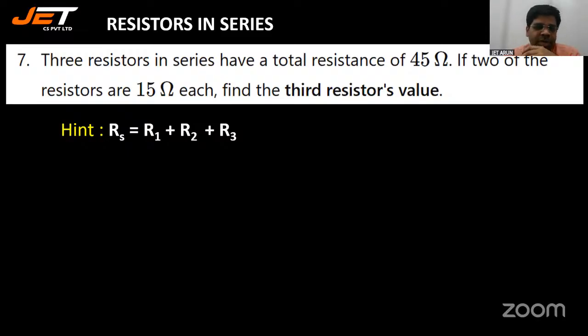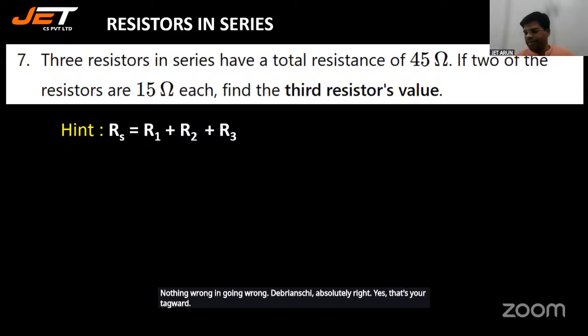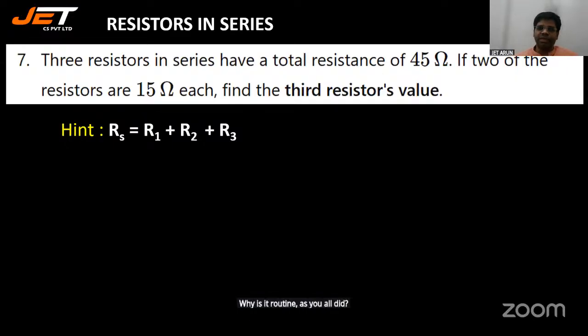Pranita, your calculation could be wrong, but I appreciate your attempt. Nothing wrong in going wrong. Divyanshi, absolutely right. Yes, Ashwita, good. Why is it 15 as you all did? Two resistors are 15 each.